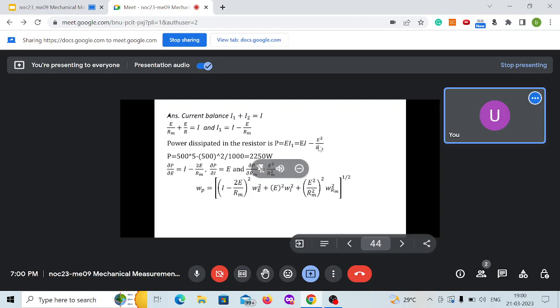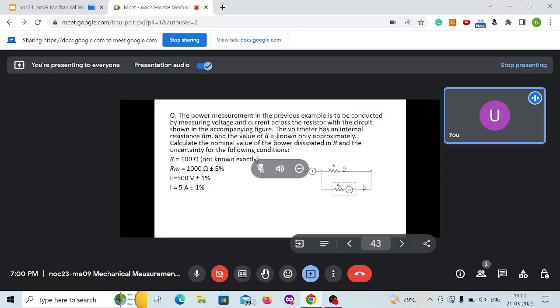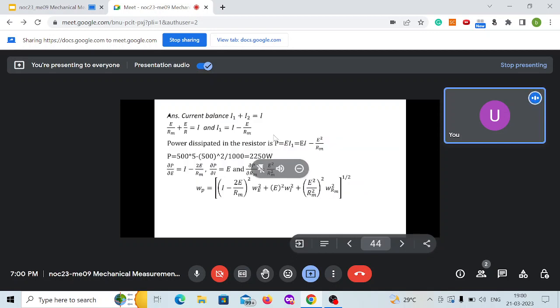Next we have P. We substitute the voltage and current values. Voltage is 500 volts with 1% uncertainty, and current is 5 amperes with 1% uncertainty. Rm is 1000 ohms with 5% uncertainty. So substitute the values: we have 500 into 5 minus 500 square by 1000, the Rm value. So that will give you 2250 watts. So the power dissipated is 2250 watts. We need to find out the uncertainty for this.